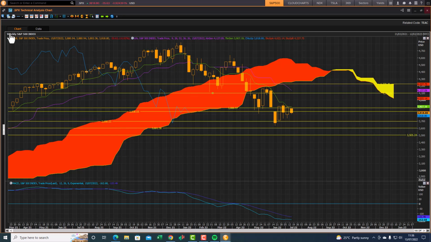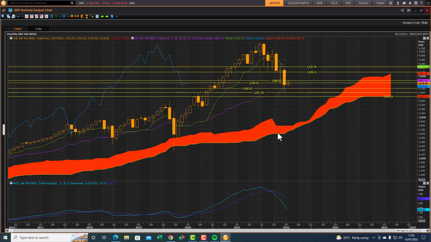And then this 3505 is a monthly Ichimoku cloud. Now that is a major support zone, so there is still some downside risk to be tested for the market to test that zone on the monthly Ichimoku cloud.